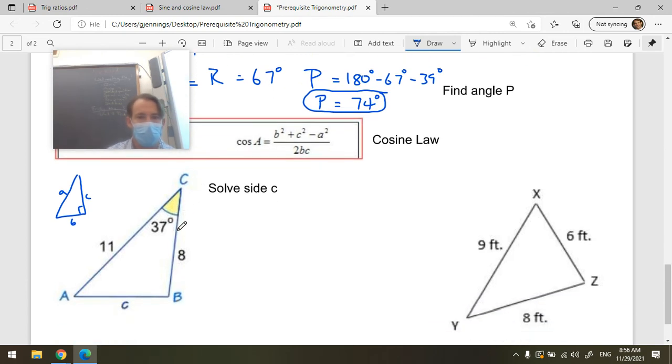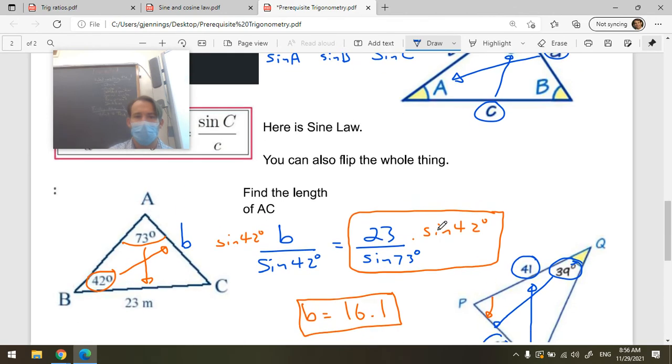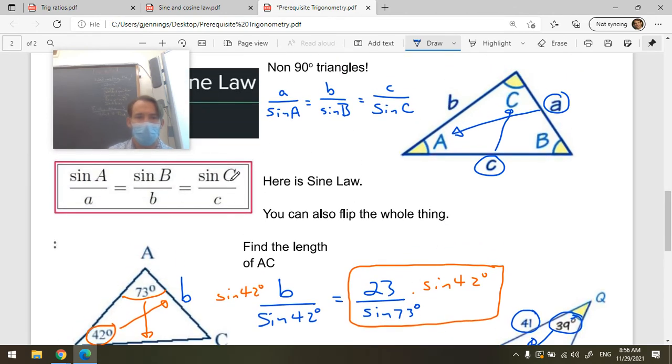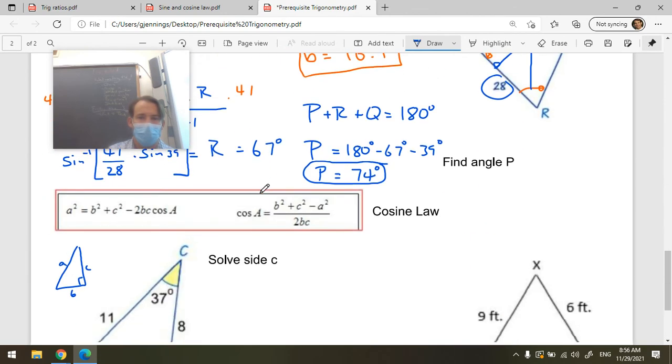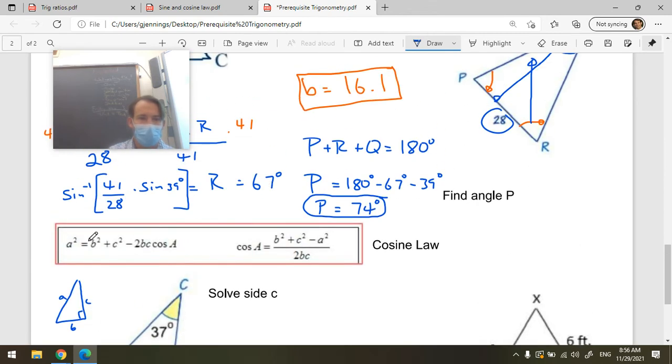So we can use this to solve for unknown sides and to solve for unknown angles. If you're given the three side lengths of a triangle, you can't use sine law to find any of the angles because with sine law, you always need an angle known already. But with cosine law, we can use this to solve for unknown angles.